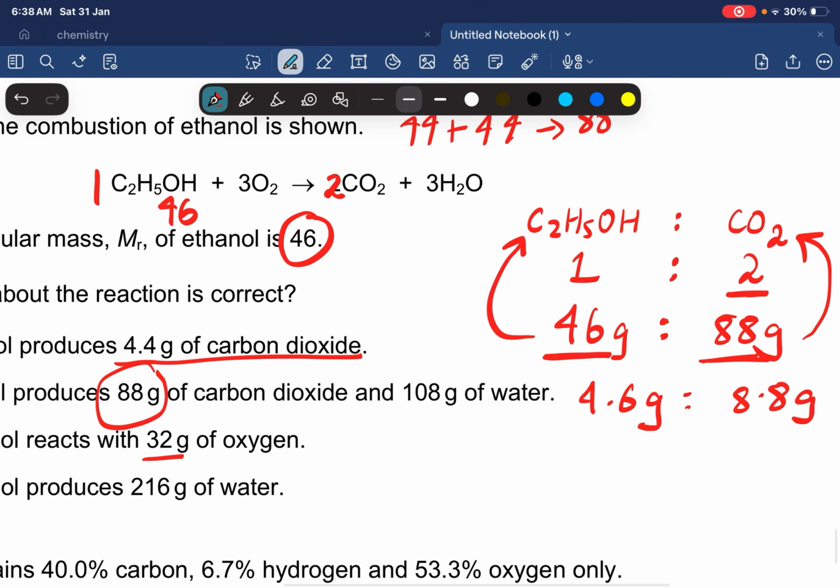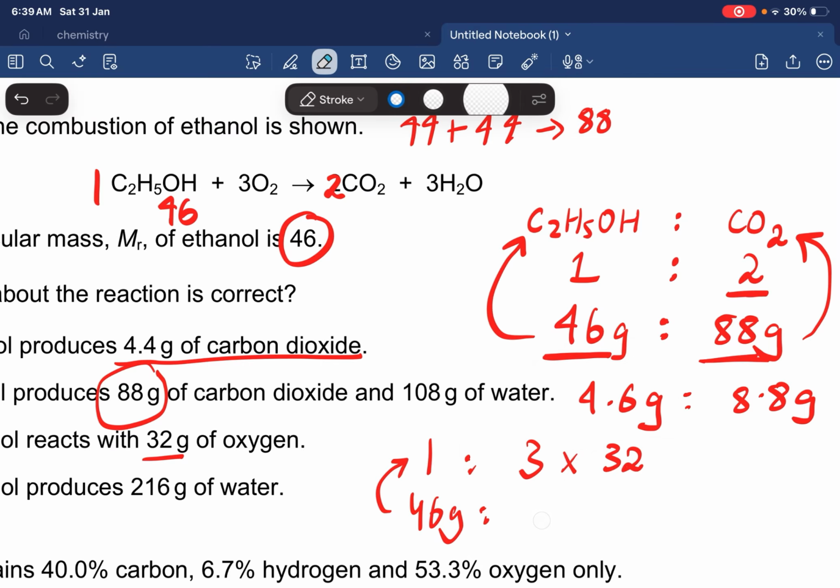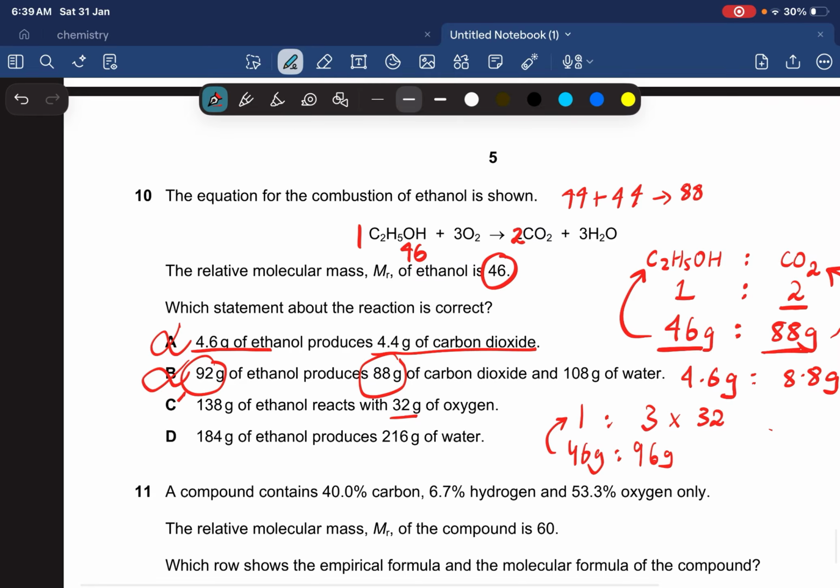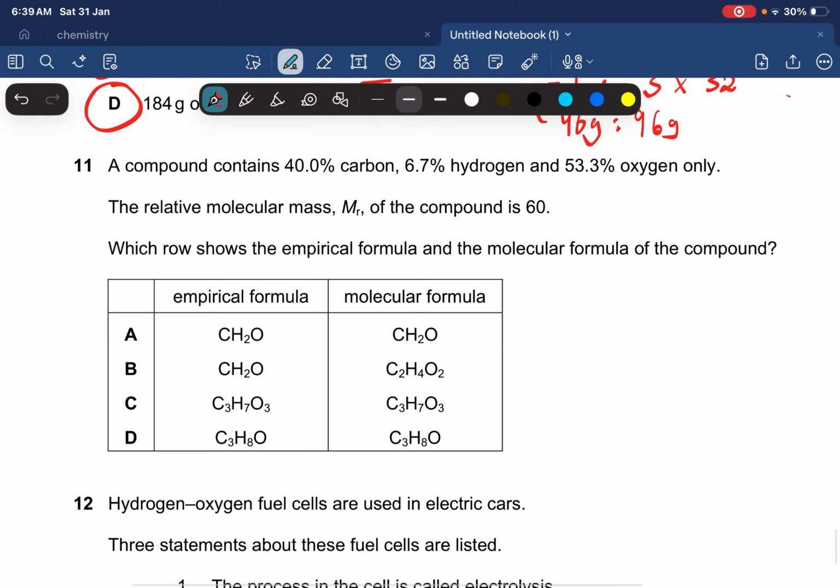Let's see. So over here, 1 mole of ethanol reacts with 3 moles of oxygen. That means that 46 grams of ethanol, which is the mass of 1 mole, is going to react with 3 times the mass of 1 mole of oxygen, which is 32, which is 96 grams. So it's going to react with 96 grams, which makes option D the correct answer.